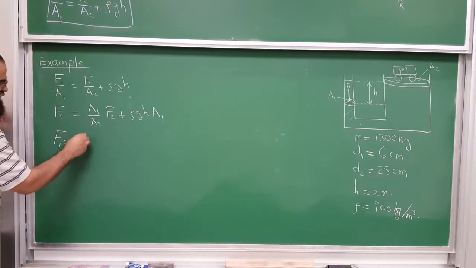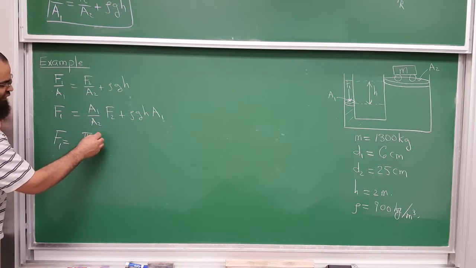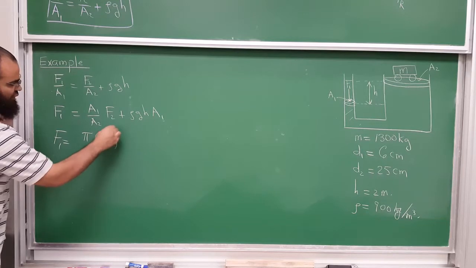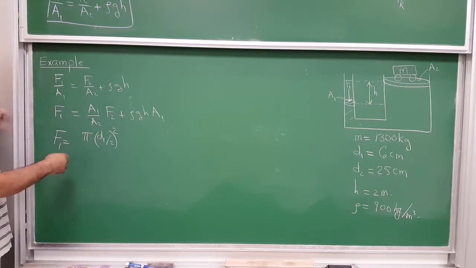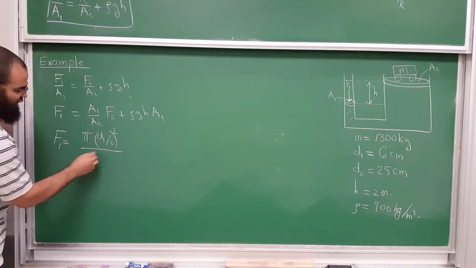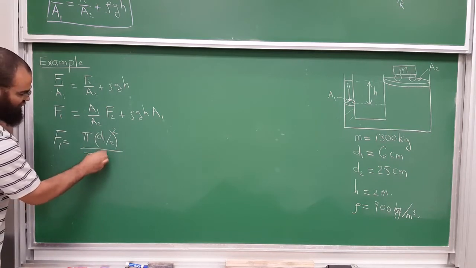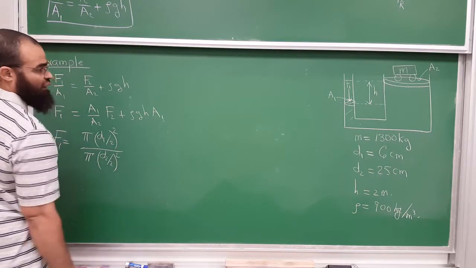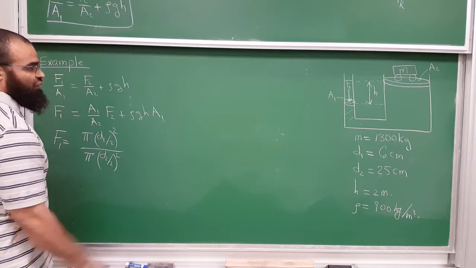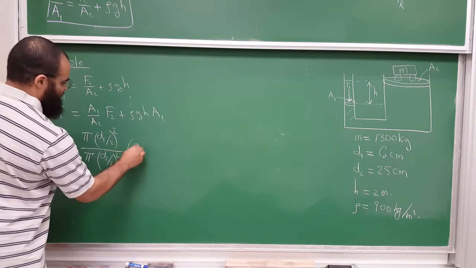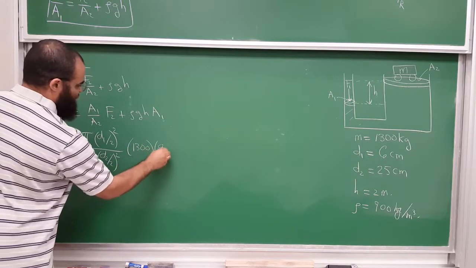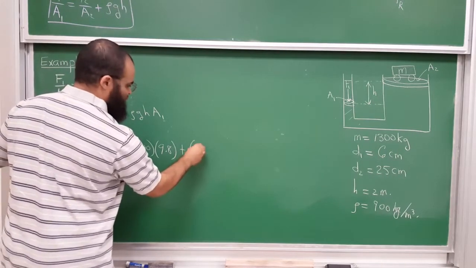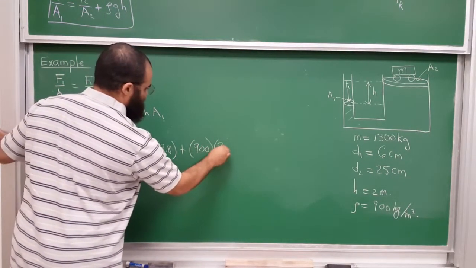Area 1 over area 2, that's pi r1 squared, but r1 is diameter 1 over 2. So remember, radius is diameter over 2. And then the same thing here. Area 2 is pi, diameter 2 divided by 2, and don't forget to square, times F. And the force is the weight of the car on the other side, so that's mg. So that's 1,300 times 9.8 and then plus the density we said is 900, and then G of course is 9.8.